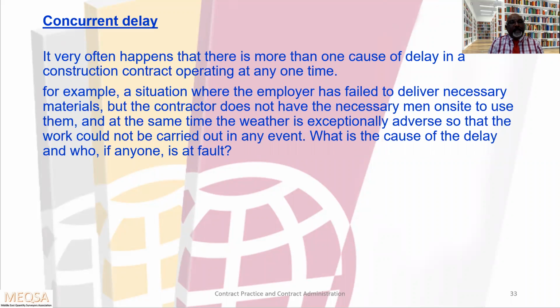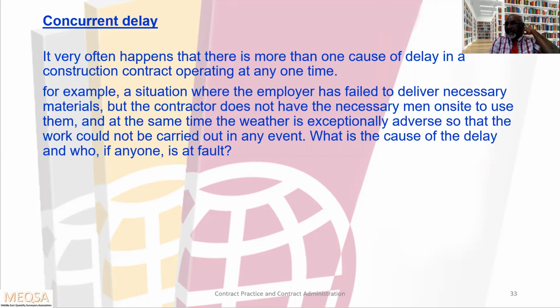Let us see concurrent delay. It very often happens that there is more than one cause of delay in a construction contract operating at any one time. For example, a situation where the employer has failed to deliver necessary materials, but the contractor does not have the necessary men on site to use them, and at the same time the weather is exceptionally adverse so that the work could not be carried out in any event.